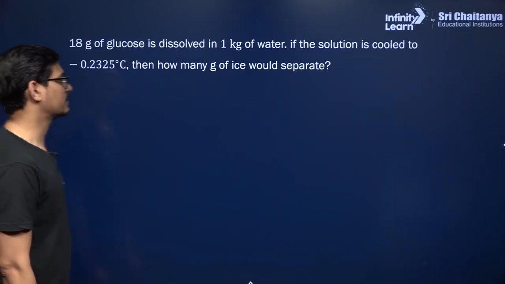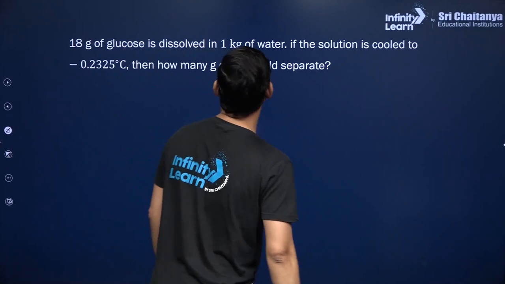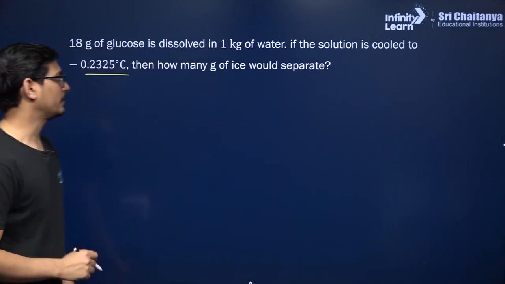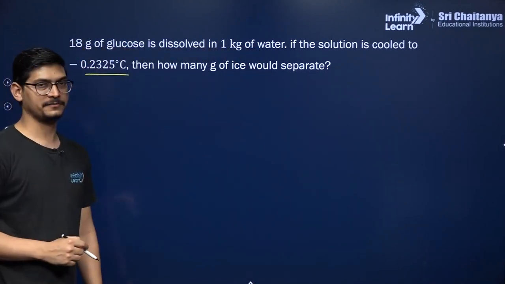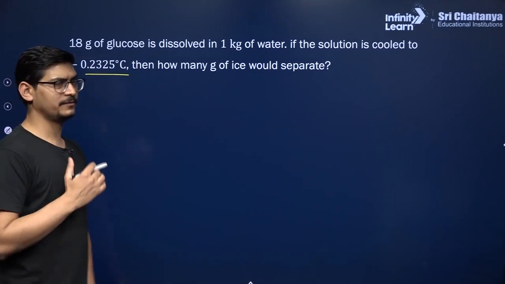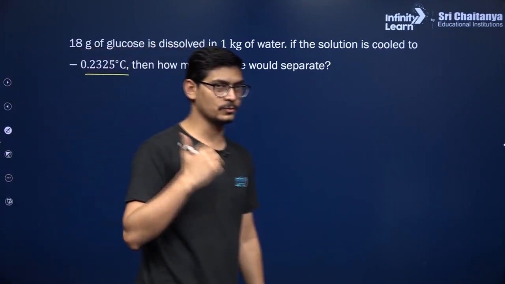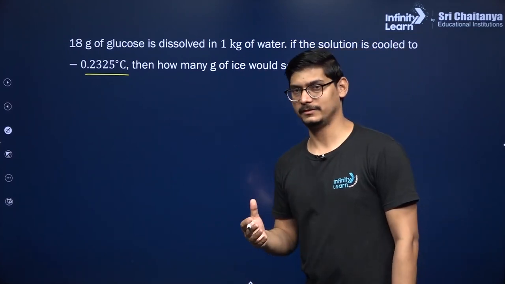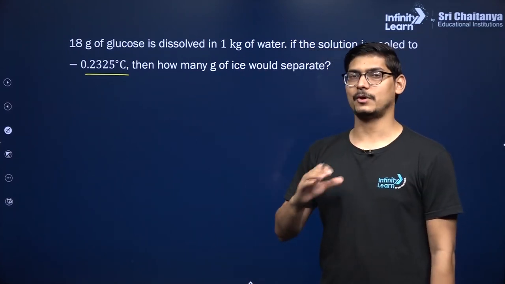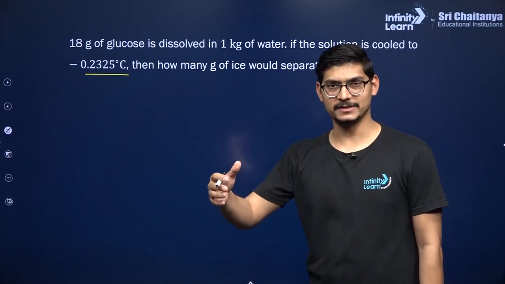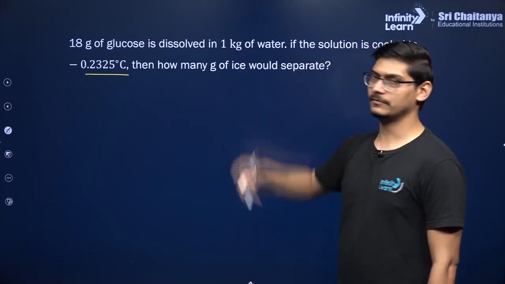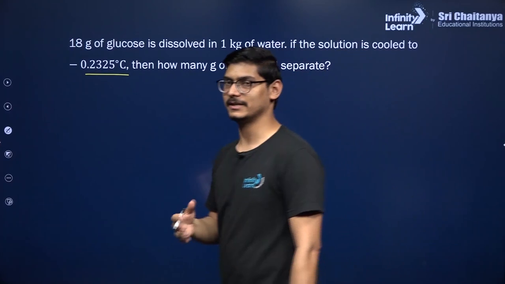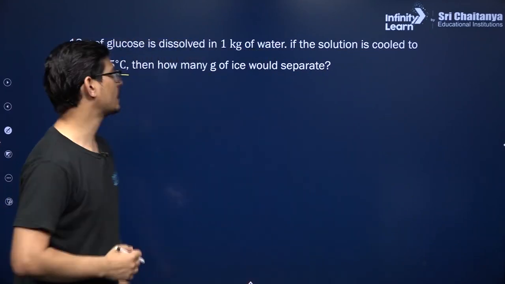18 gram of glucose is dissolved in 1 kg of water. If the solution is cooled to this temperature, how much mass of ice would separate? So basically we will find that if this solution is cooled to the given temperature, what should be the molality of the solution, right? That will give us what amount of solvent is going to remain in the solution phase, and then we can subtract that value from 1 kg, that will give us the amount of solvent that is separated out as the solution is cooled.